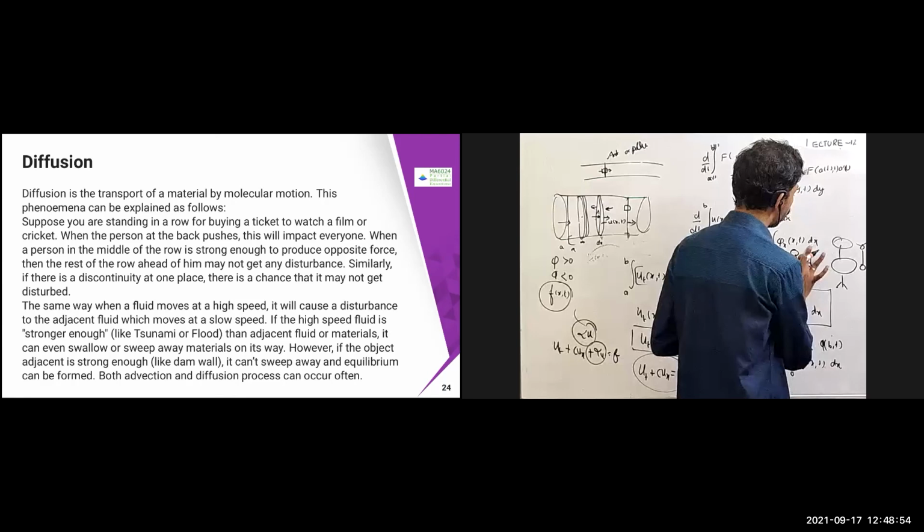Now let us consider the heat equation the same way. In the heat equation, what is going to happen? The same phenomena is going to happen, either it is a pollutant story, or an ant story, or the tsunami story, or a flood story, or a dam problem. It is going to be the same story. The heat equation is also going to do the same thing.